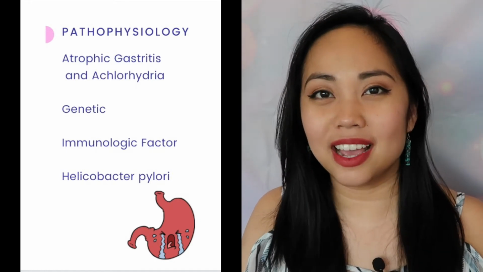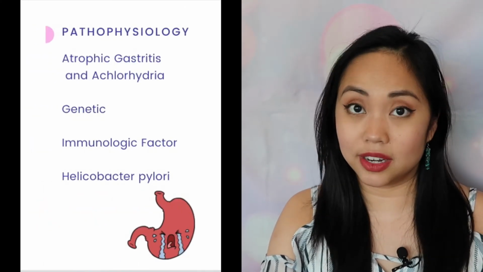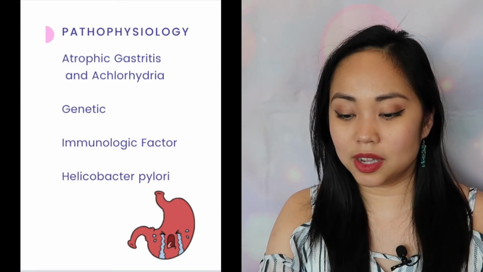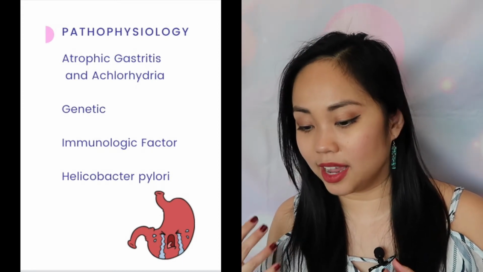So, pathophysiology: atrophic gastritis and achlorhydria. Achlorhydria is the lack of hydrochloric acid in your stomach. And atrophic gastritis is the damaging or destroying of your parietal cells. So they're damaged, and so they can't produce IF. There's also the genetic factor, which is a congenital form, and it shows up in kids that are less than 2 years old. It is an autosomal recessive disorder.